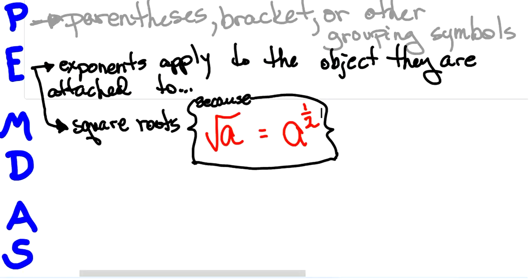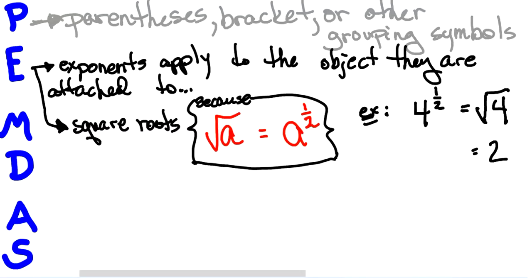Another note with exponents, we're going to include square roots now because the square root of A can be written with a fraction exponent. So for example, if I write 4 to the 1/2 power and simplify it, you can simplify this as the square root of 4, which is just 2. So that's easy enough to remember. So there we go. Let's move right along.